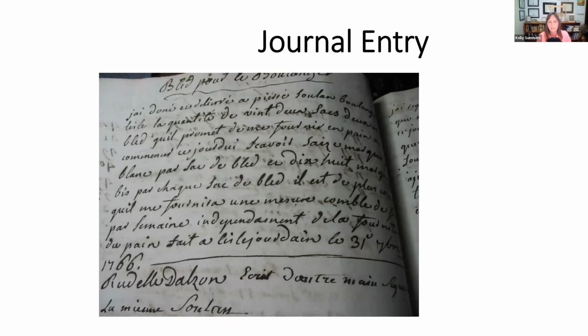Here we have a journal entry. Journals are great. They are original, and usually a person that keeps a journal writes the information at the time an event occurred, whether it was a birth, marriage, or death. And so that is one of the best records you can use if it was recorded at the time of the event by an eyewitness.